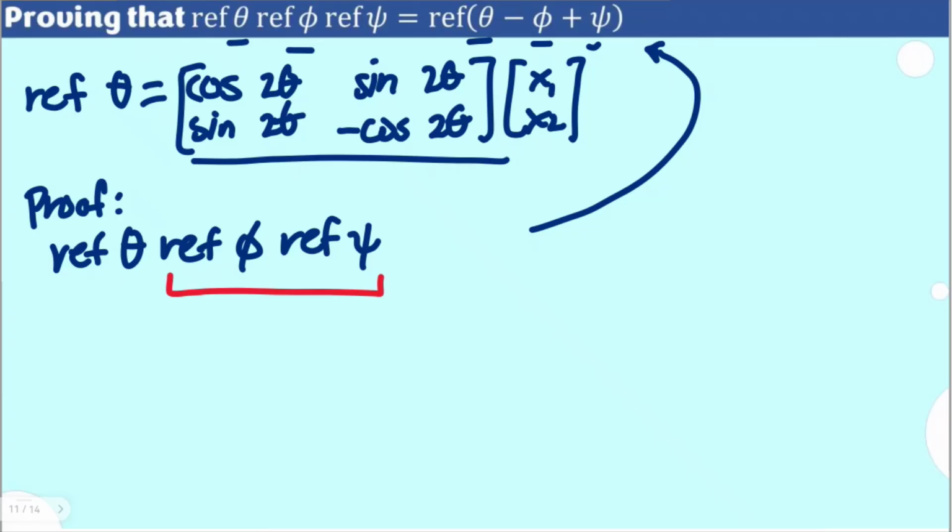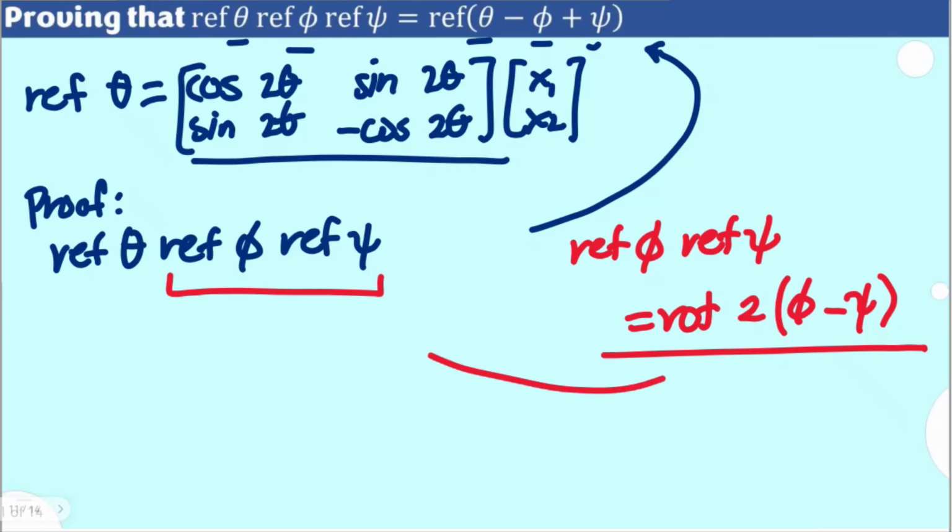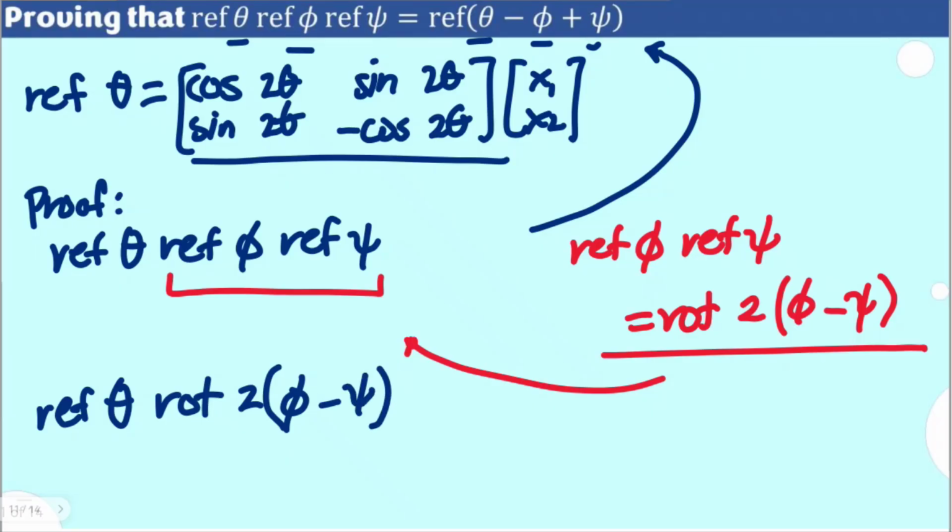The product of two different reflections, let's say the reflection of phi in this case, and the reflection of psi is actually equal to the rotation of twice the difference of their angles. So we have here phi minus psi. We have proven this, the first identity in this proof. Okay, so in the first four videos, the first of that is talking about this. So basically, once we use that here, we can just have the reflection of theta times the rotation of twice phi minus psi. This is its equivalence.